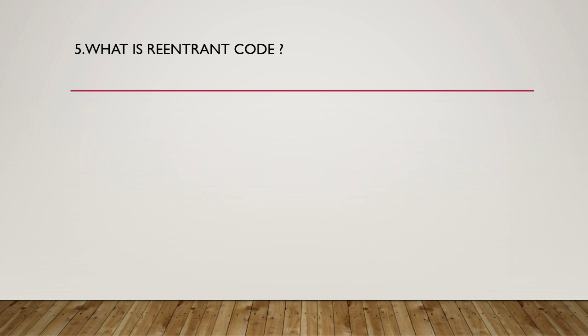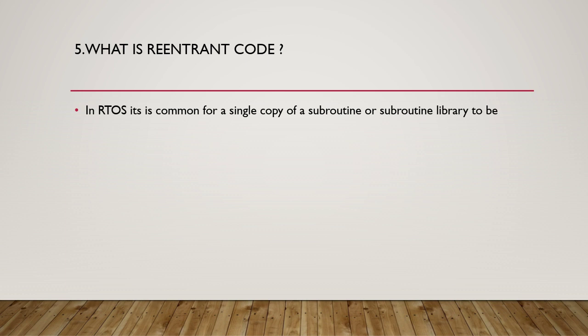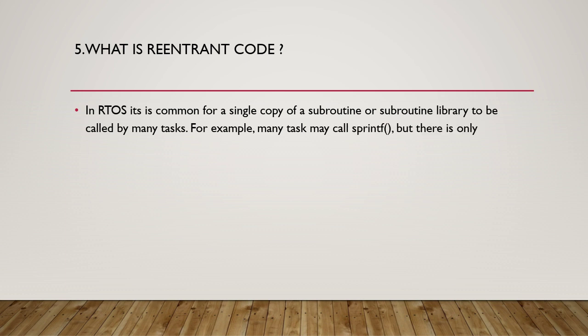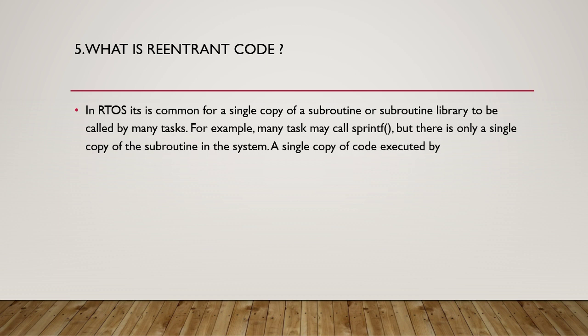It is common for a single copy of a subroutine or subroutine library to be called by many tasks. For example, suppose I take a case where I have the sprintf function, but there is only a single copy of the subroutine in the system. A single copy of code executed by many tasks is called shared code. Shared code must be reentrant.